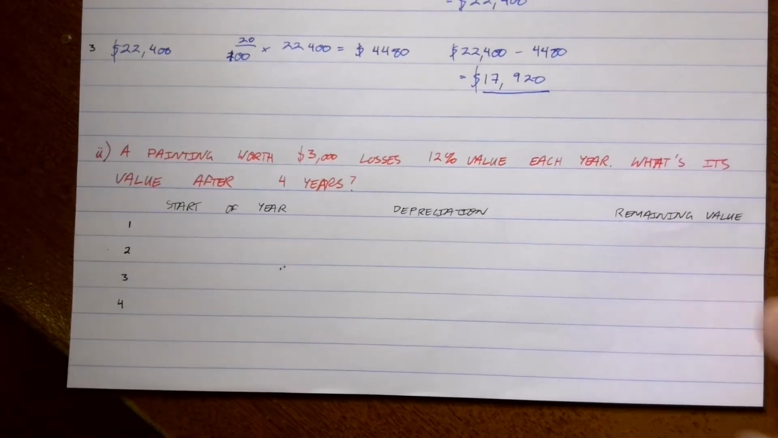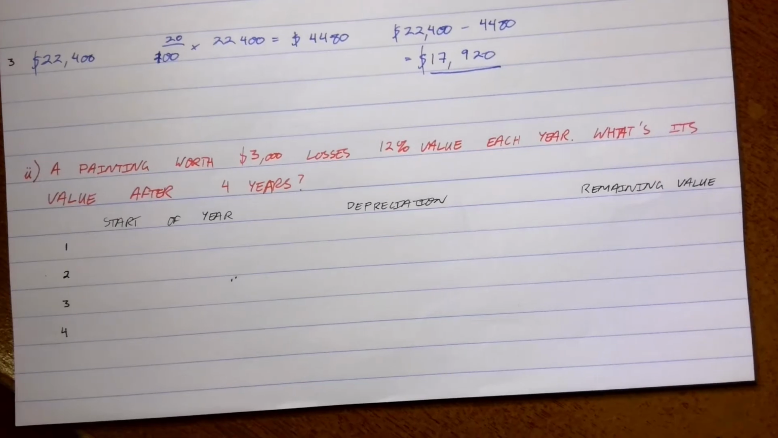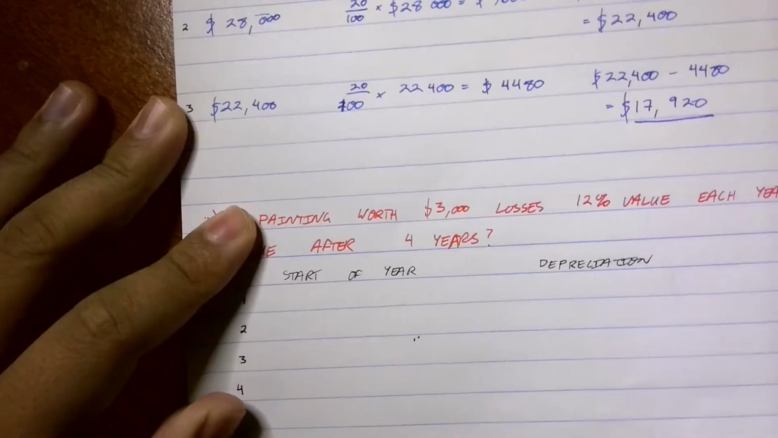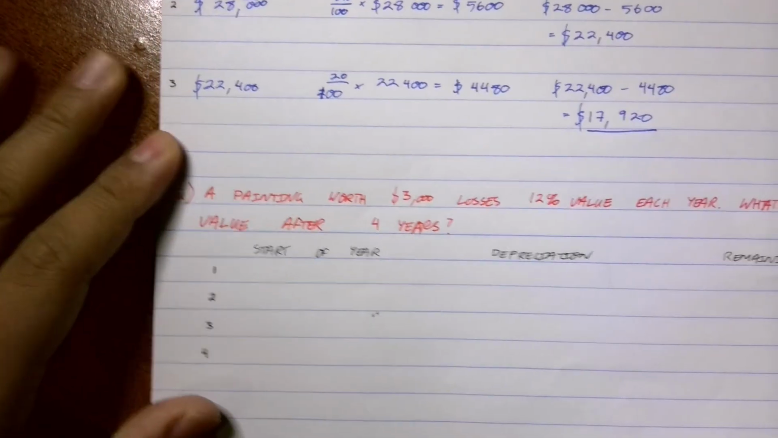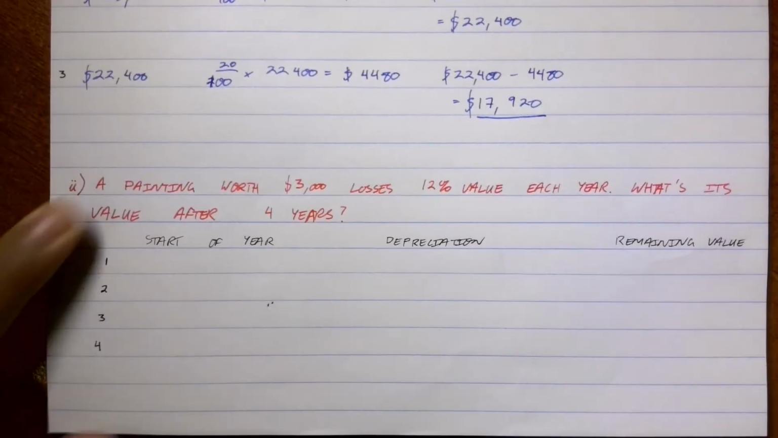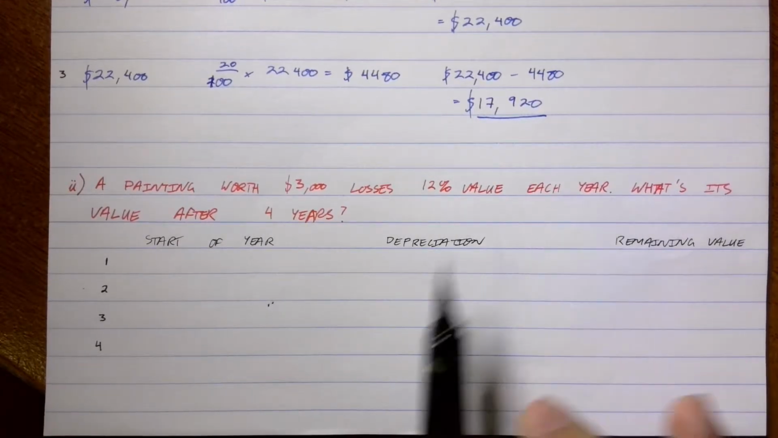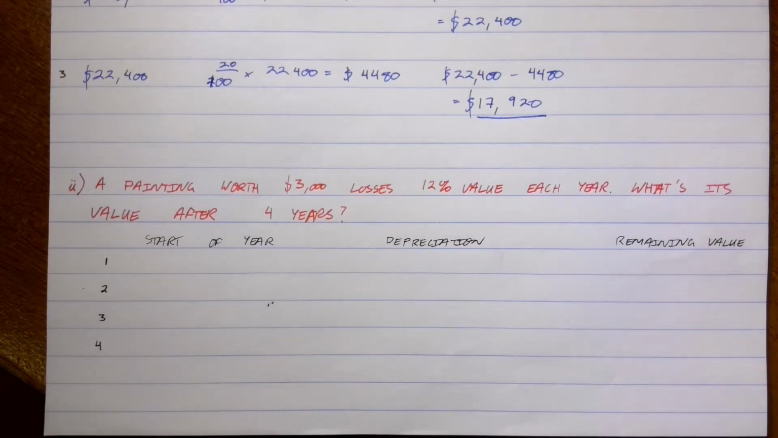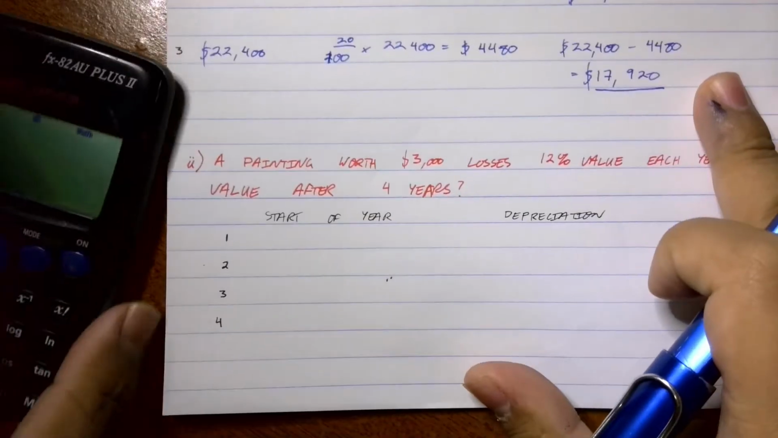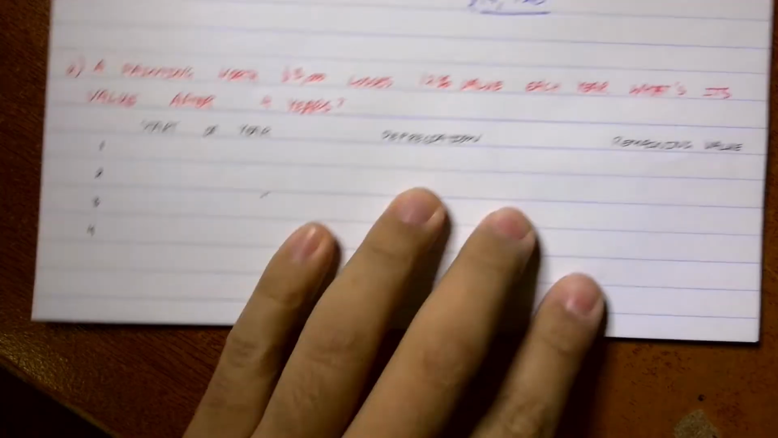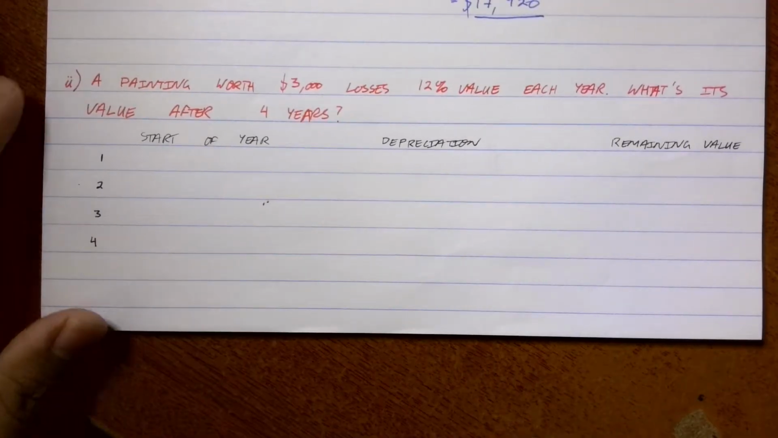And we can see it here. A painting this time. Let me adjust my camera a bit. A painting loses 12% value each year. What's its value after 4 years? Well, doing this very quickly now. You can pause this and give this a go yourself. I encourage you to.